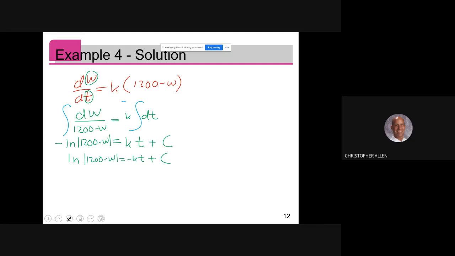You might be saying, Mr. Allen, I'm getting really confused. You have multiple constants here. This is a constant of integration, and this is the constant of proportionality. Yes? Just like kind of a bunch of things.